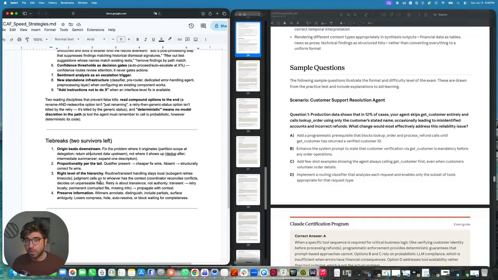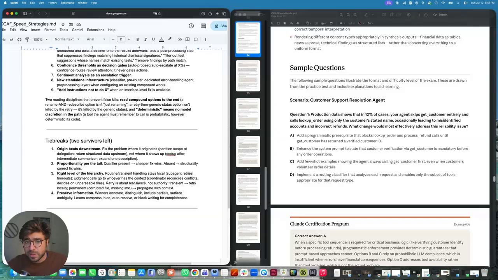Third tiebreaker, the right level of the hierarchy. Routine, transient handling stays local. Judgment calls go to whoever has the context. And retry is about transience, not authority. Transient equals retry locally. Permanent, propagate with context. The last tiebreaker, preserve information. If you ever see that one answer is more likely to hide stuff than the other, always choose the one that doesn't, that surfaces the ambiguity. Losers compress information, hide, auto-resolve, or block waiting for completeness. So those are our 4 steps.